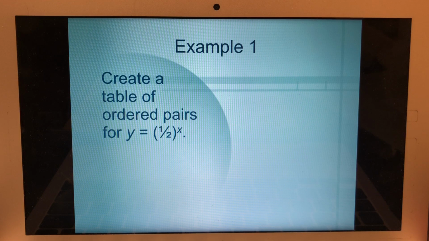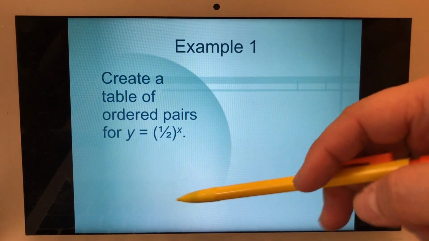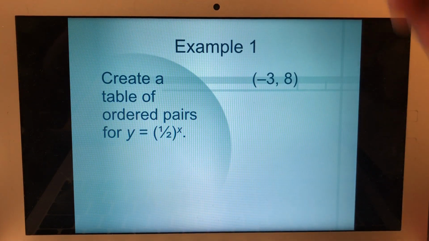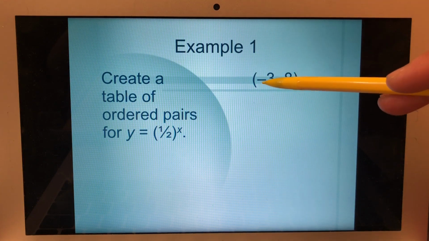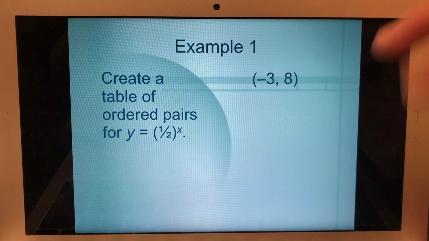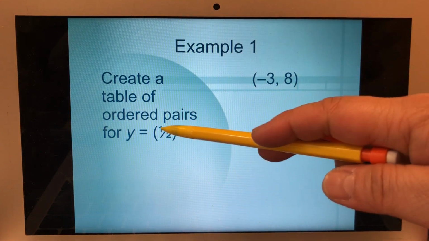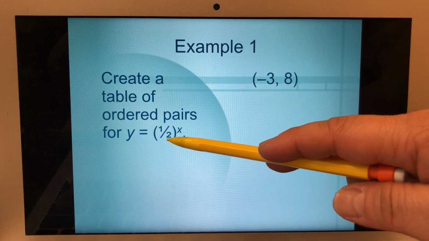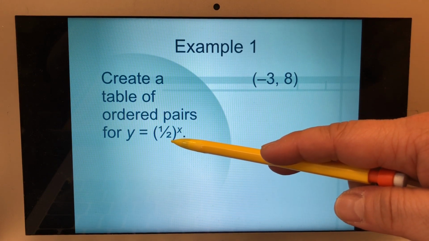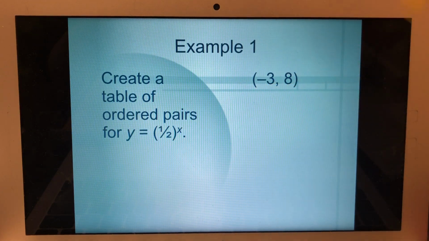Now, let's take another example, okay? Let's create a table of ordered pairs if our base was 1/2. Okay, so we're going to plug in the same numbers for x. If 1/2 to the negative 3rd power, remember that means to find the reciprocal. You're going to flip your base right here, flip it upside down. 1/2, the reciprocal of that is 2. So 2 cubed is going to be 8.